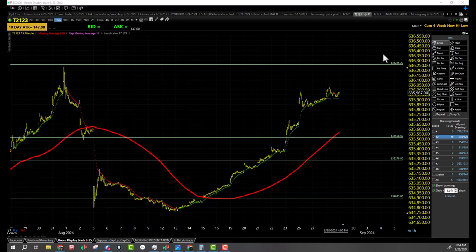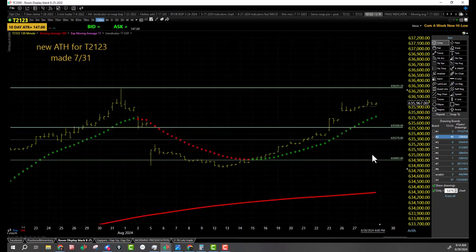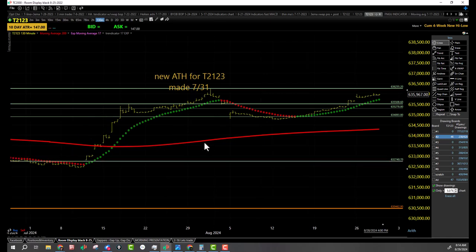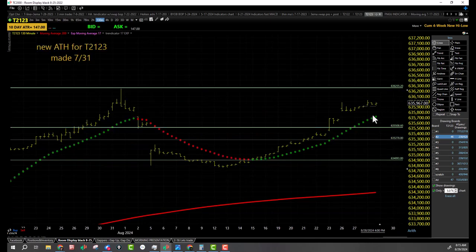I like that even more. T2123 3-bar. Here's the rising 200 SMA on the 3-bar chart. Okay, here we are with the 3-bar. You can see the 17 EMA closing in on the price action.